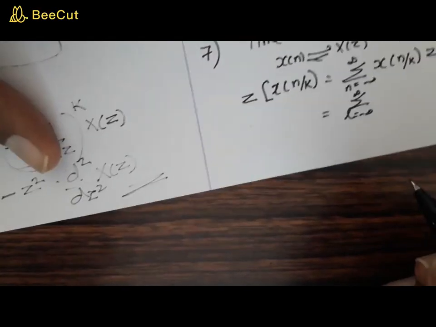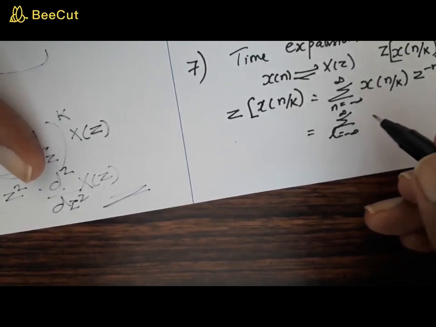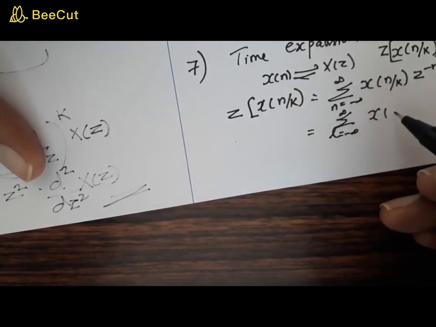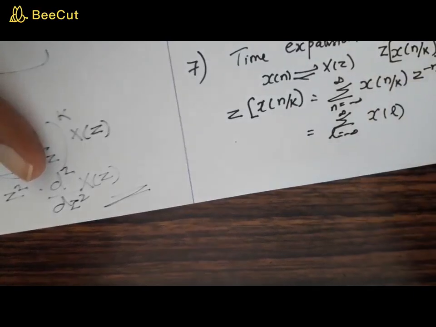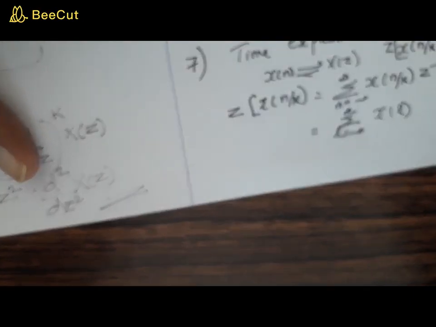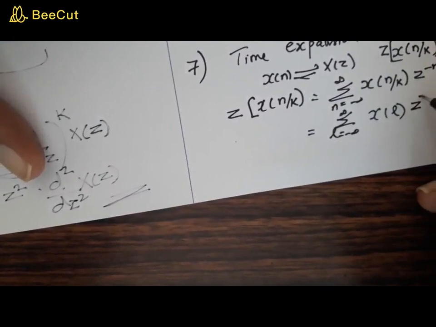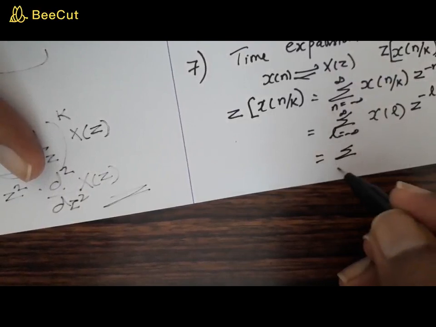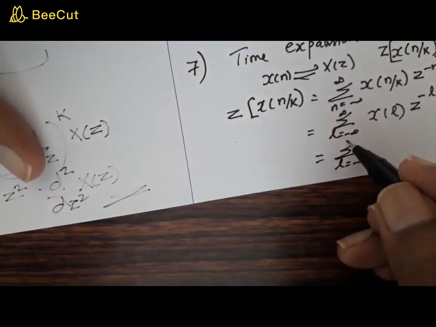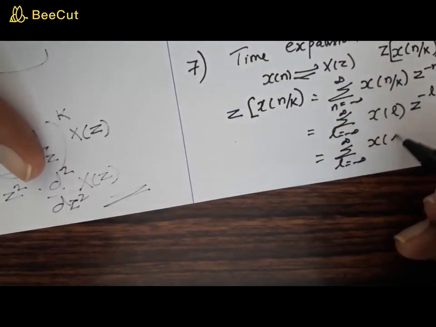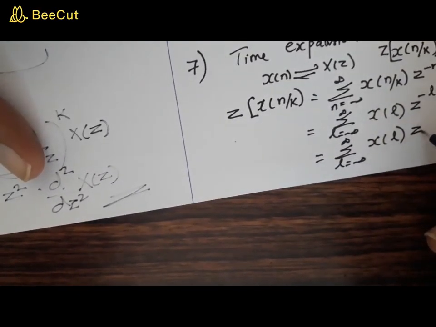So you can rewrite or change the limit to L, minus infinity to plus infinity, x of L into, what is n? From this, n is equal to Lk. So z raised to minus Lk. Now you can just separate this z. So sigma L is equal to minus infinity to plus infinity x of L into, okay, this is the same thing can be written as z raised to k, minus L, right?